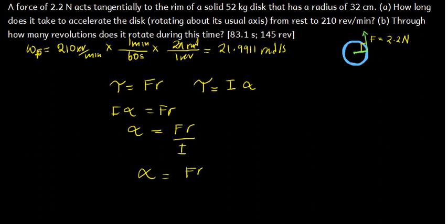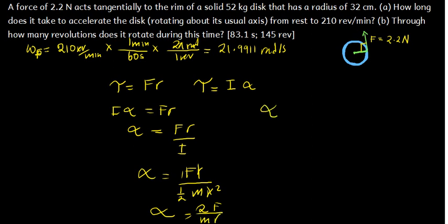Now this is a solid disk. The moment of inertia is half m r squared, and so this will give us 1 over 1 over 2. This is going to give us a 2. This r will cancel with 1 r down below, so that will be 2F, and then divided by mass times radius.